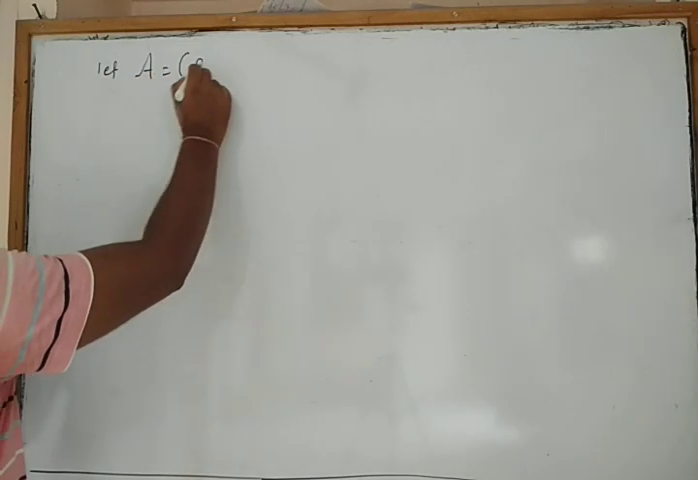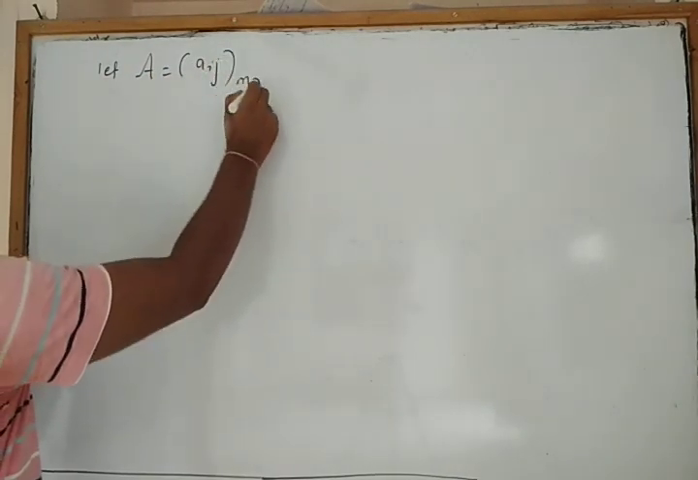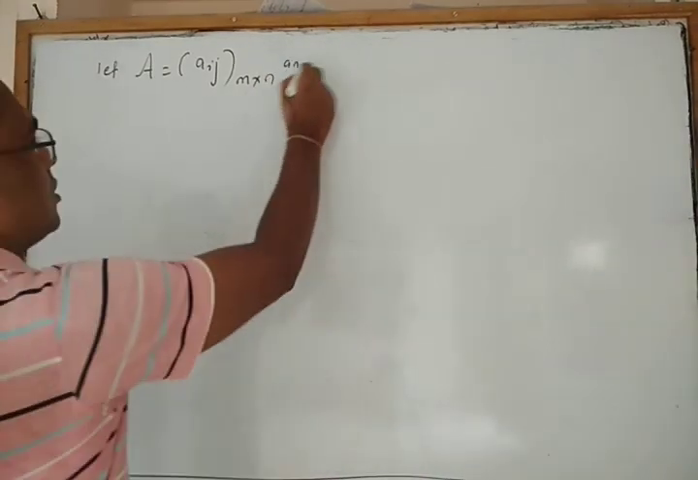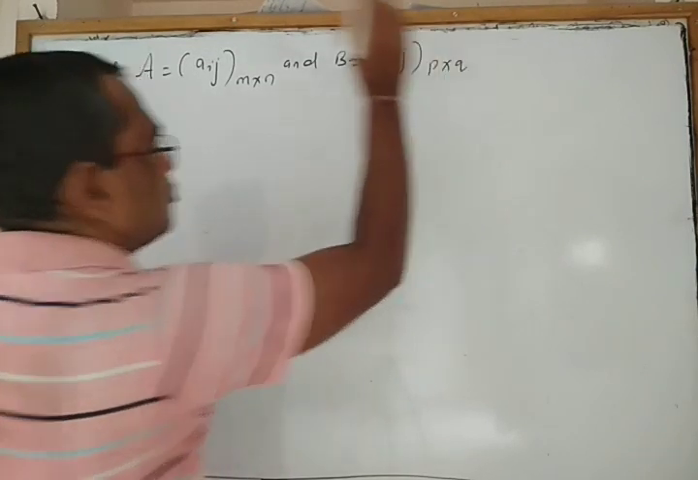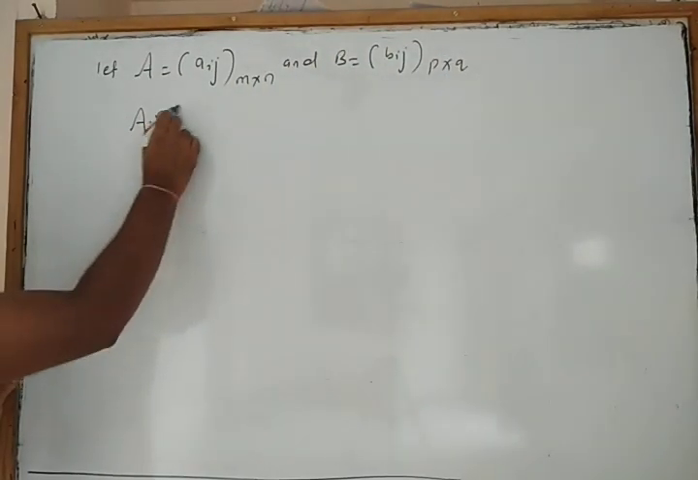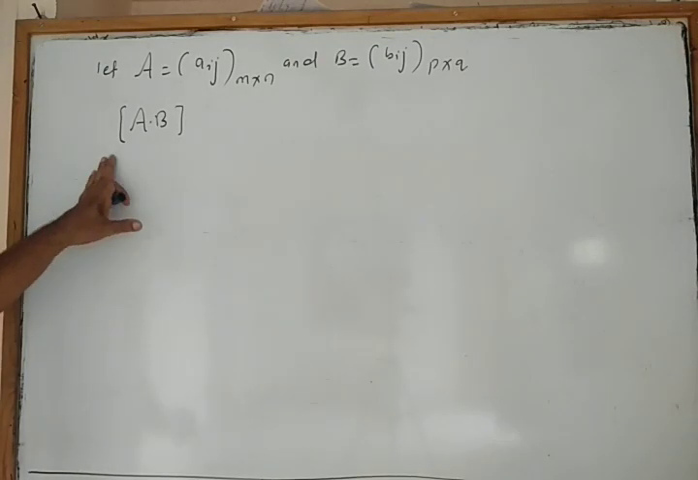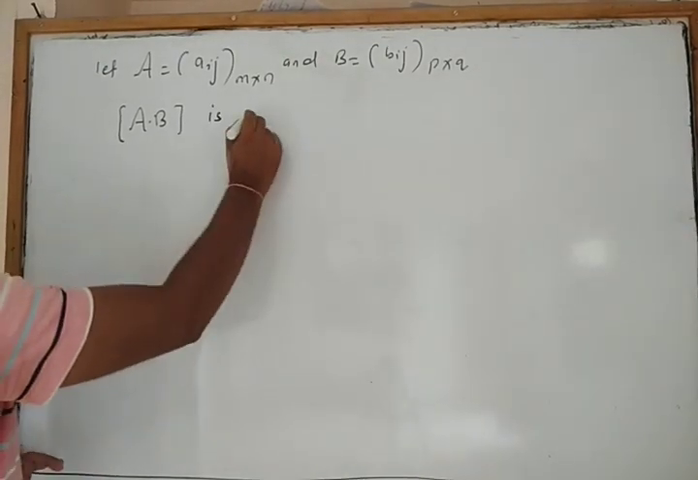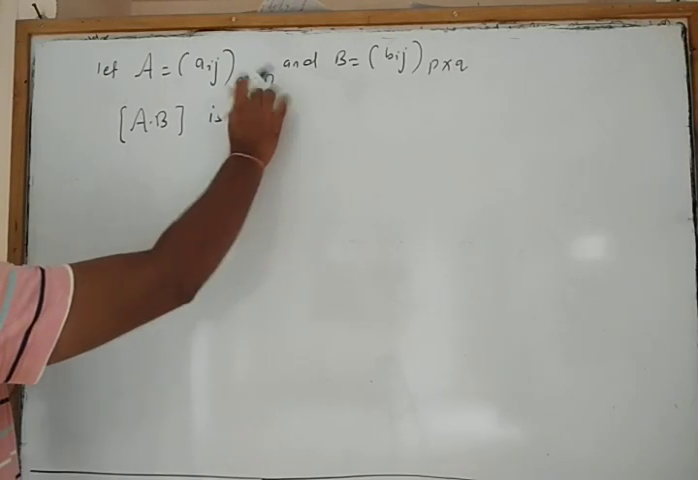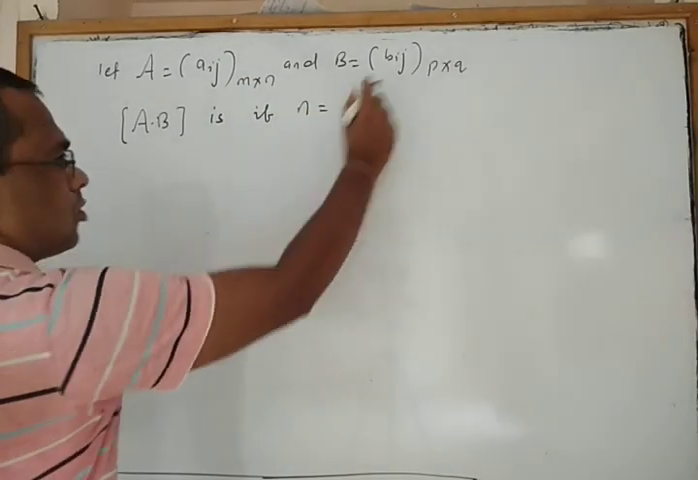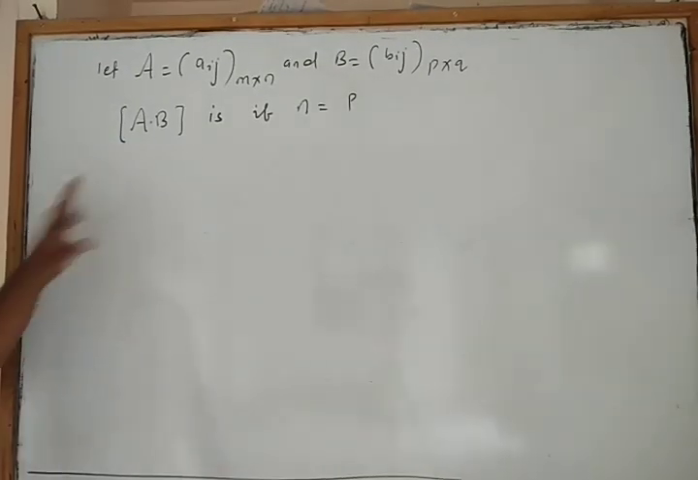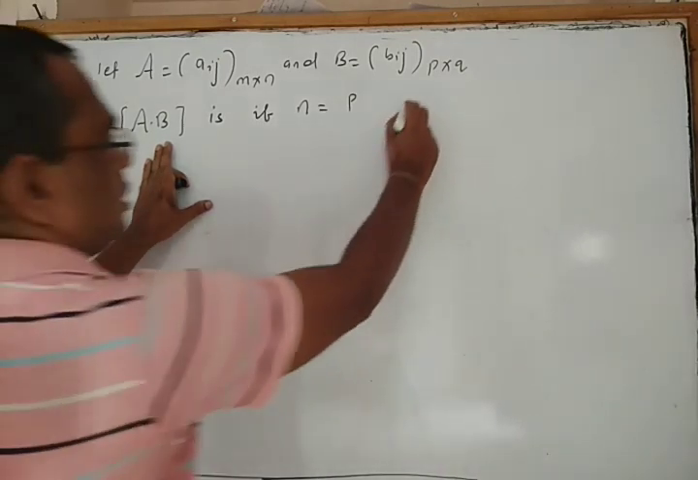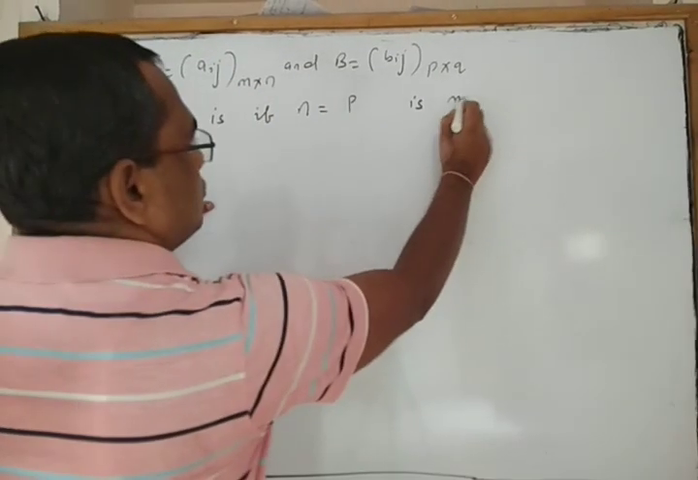That is, let A equal Aij be a matrix of order m cross n, and B equal Bij be a matrix of order p cross q. The product A into B is possible if the number of columns of the first matrix is equal to the number of rows of the second matrix, that is n is equal to p. After multiplication, the order of AB is m cross q.